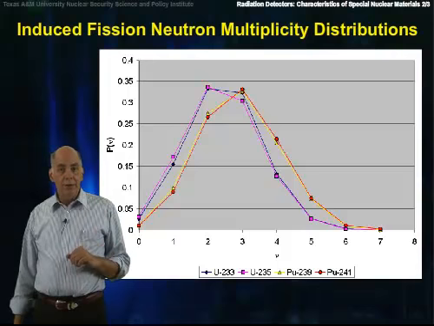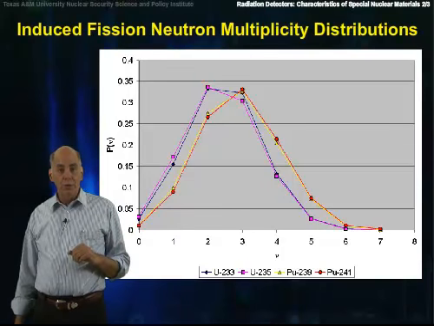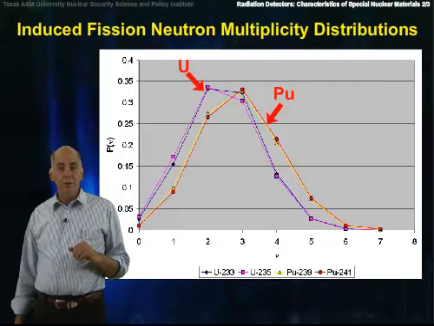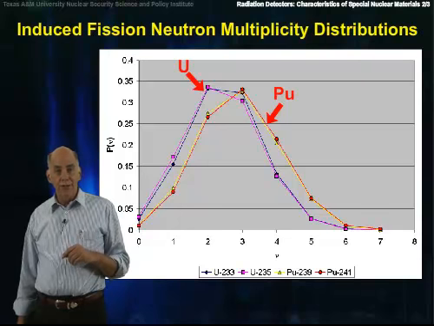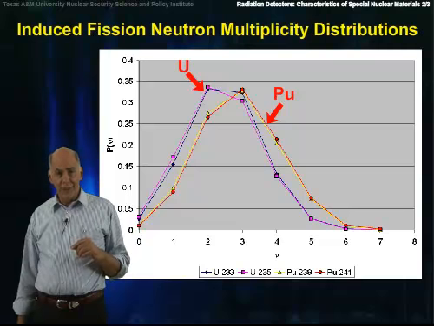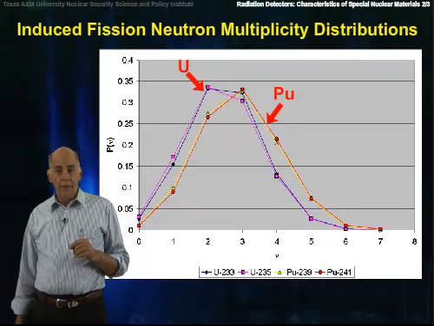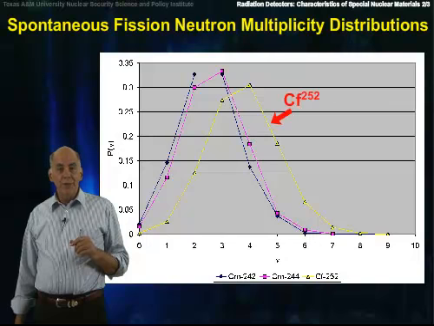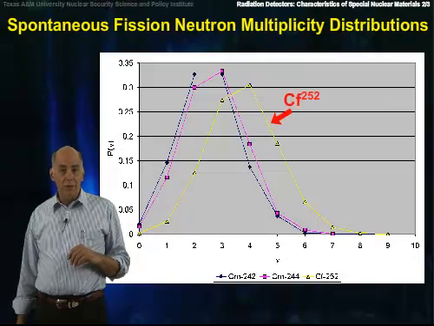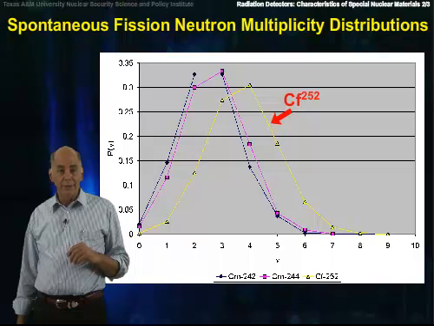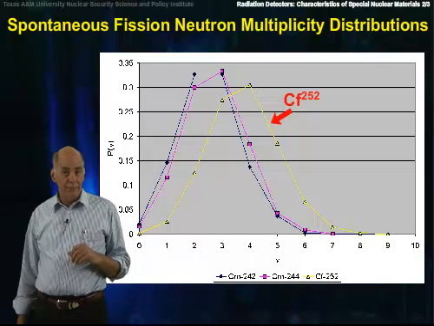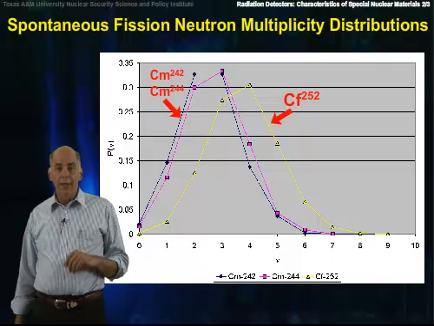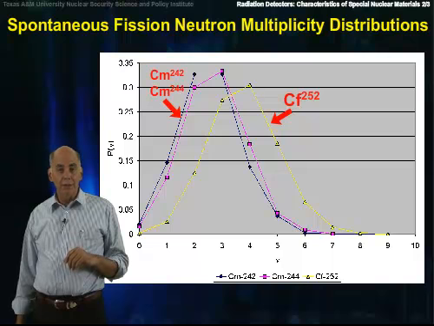Returning to look at the neutron multiplicity distributions, we see that for induced fission, the multiplicity goes up with increasing Z, so that plutonium has a higher multiplicity than uranium. For spontaneous fission, californium is the only isotope with a high enough spontaneous fission rate to make measurements easy. So you can see here that as the mass number increases, so does the neutron multiplicity.